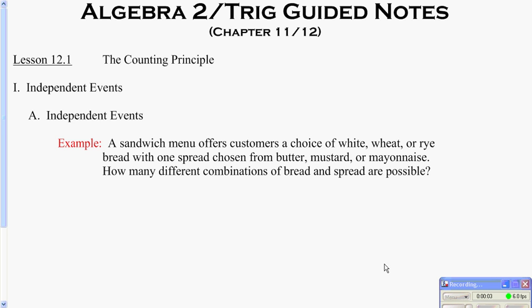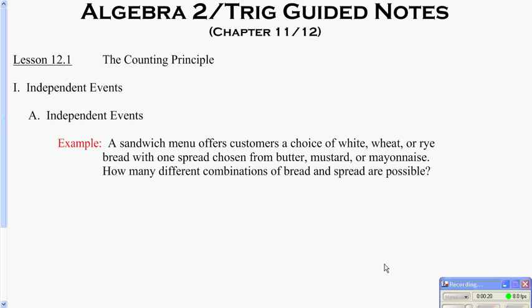Lesson 12.1, the fundamental counting principle. First of all, we have to understand independent events. Independent events mean that two events do not affect the outcome of each other.